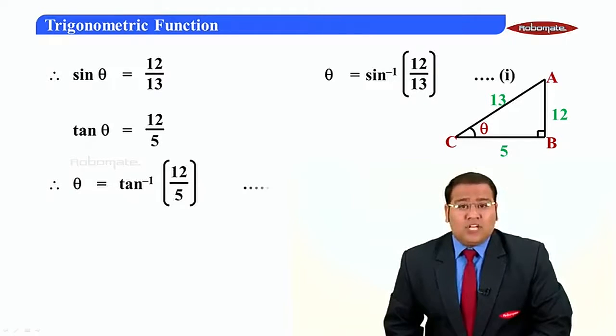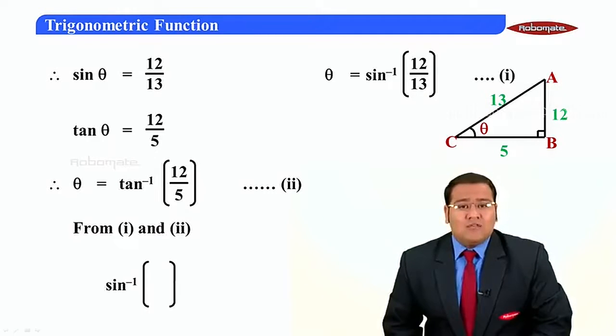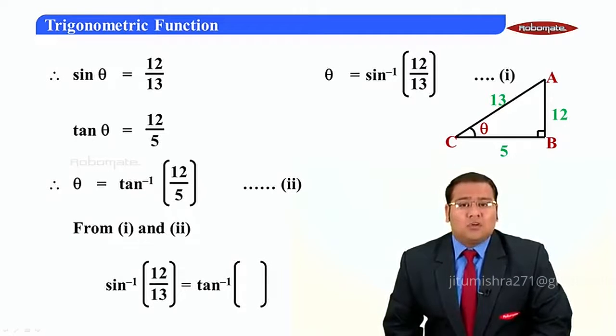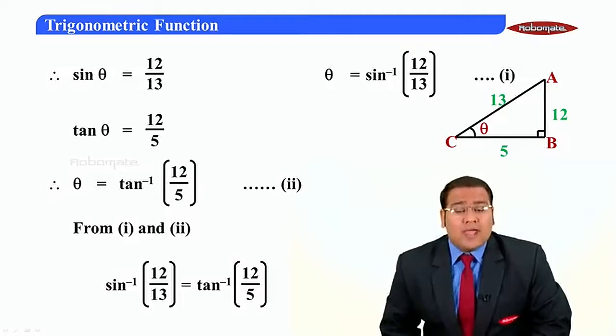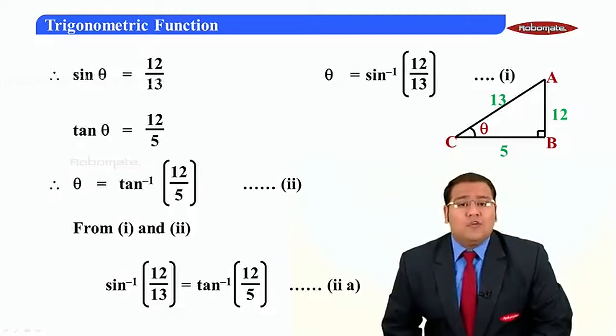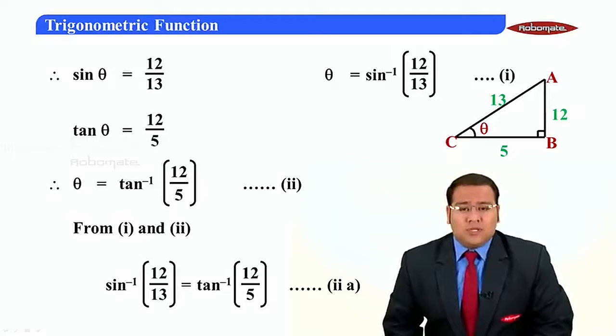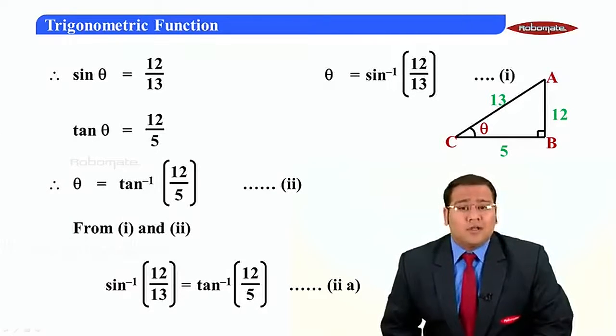So from equation number 1 and equation number 2, I can say that sine inverse of 12 by 13 is equal to tan inverse of 12 by 5. So students, make a note of this equation. We would be requiring this equation in the further solution part.